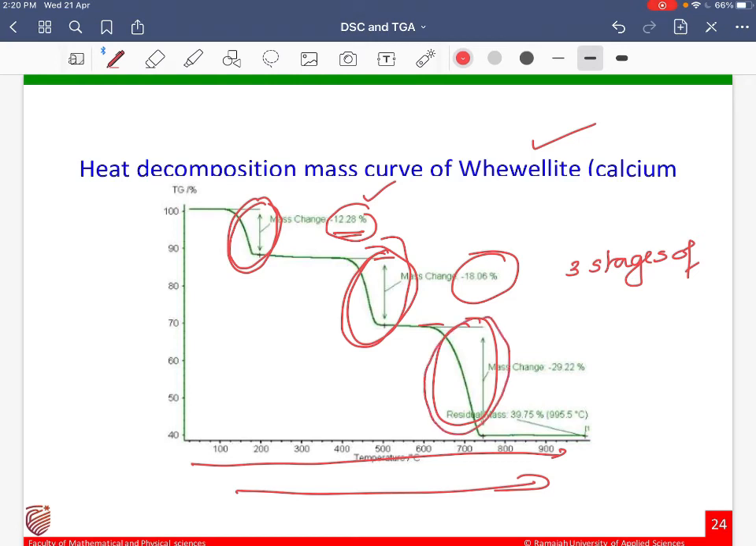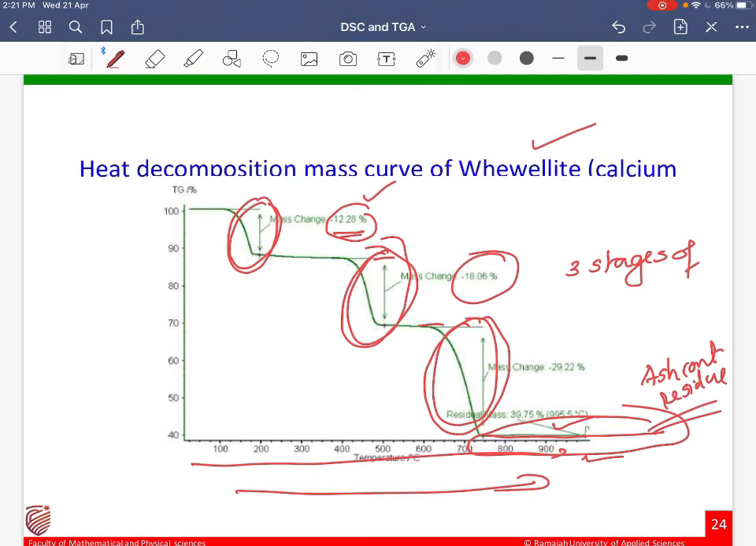In the third stage degradation, around 29.22% of the remaining sample is lost due to the degradation and formation of gaseous molecules or gaseous compounds. The remaining around 39.75% of the sample is staying constant. That means further degradation is not happening up to 1000 degrees Celsius. We will call the remaining 39.75% residue or ash content. Ash content or residue will be mainly the salts which won't degrade at higher temperature. So that will be the ash content.